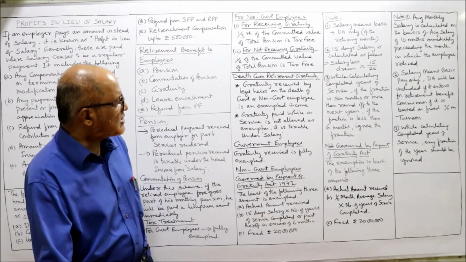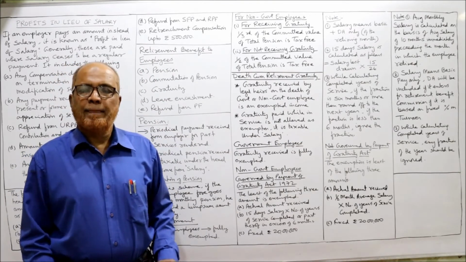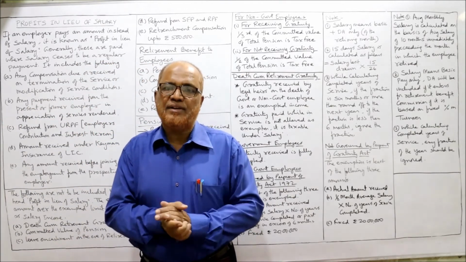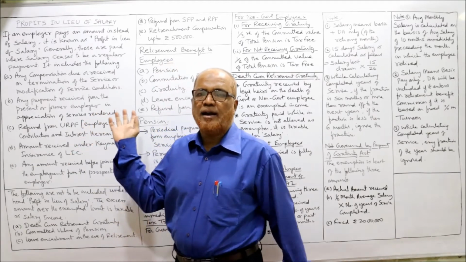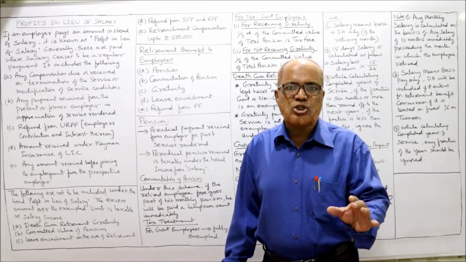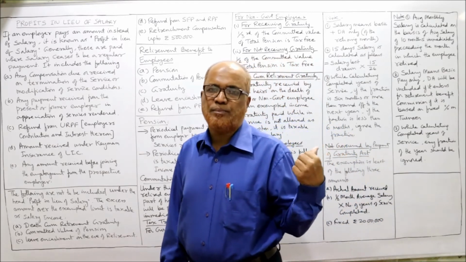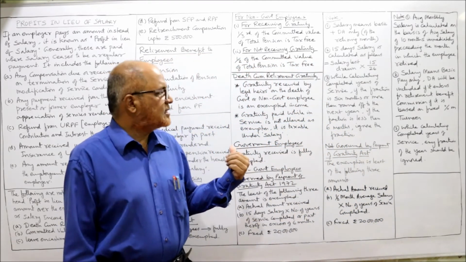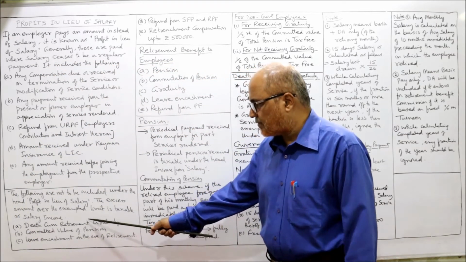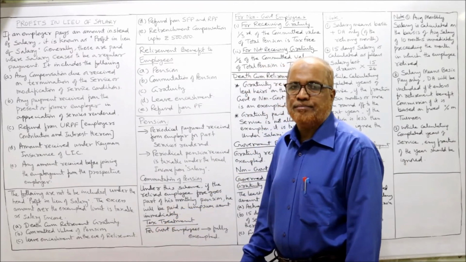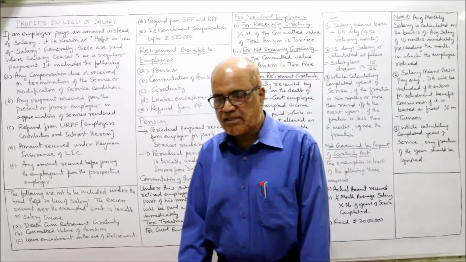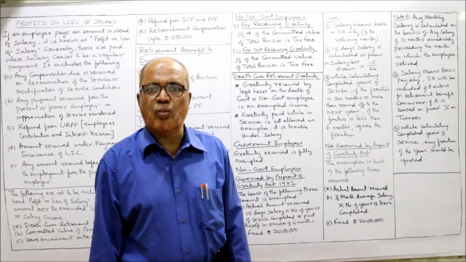So I have explained in detail regarding profit in lieu of salary, then retirement benefits, commuted pension, periodical pension, gratuity, and how gratuity is taxable. Commuted pension we have completed. Still remaining: leave encashment, refund from SPF, and retrenchment compensation. That we will take up in the next video.